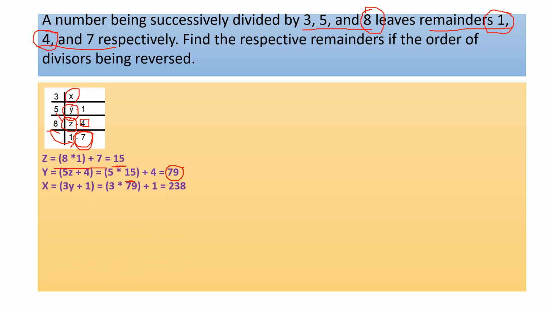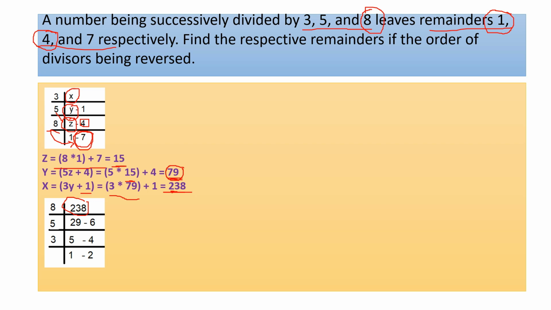And then to find x, we multiply 3 and y and then add the remainder 1. In place of y, we replace 79. 3 into 79 plus 1 gives 238. Now we know the value. Then we have to see, if the divisors are reversed, the respective remainders. We know the value of x, which is 238, and then we reverse the divisors.